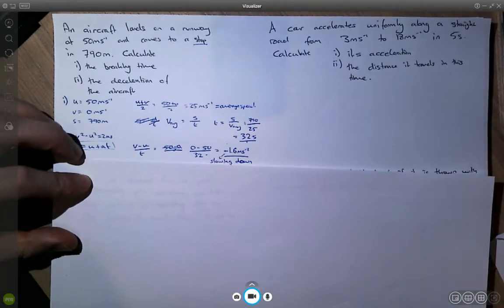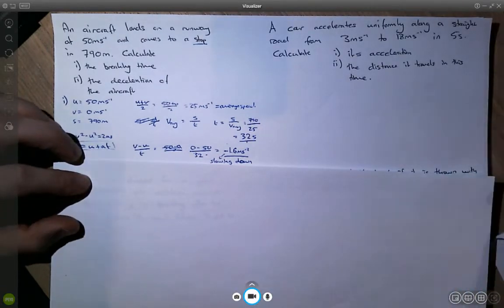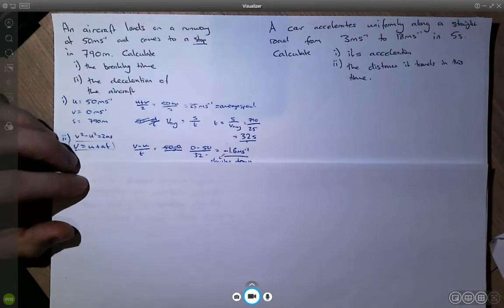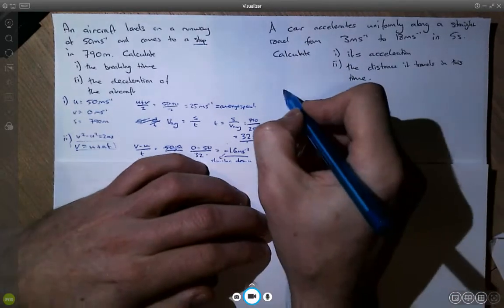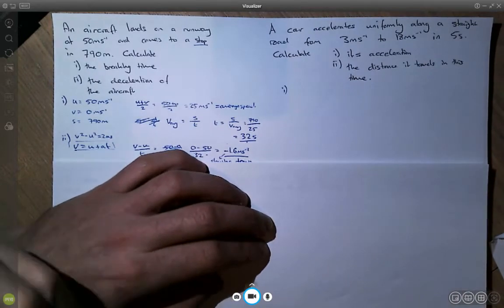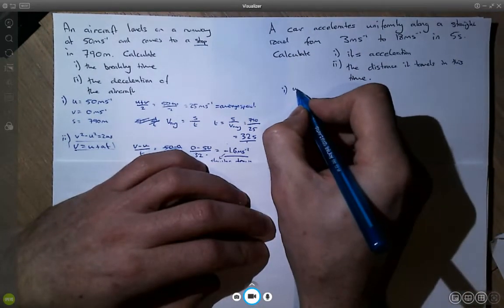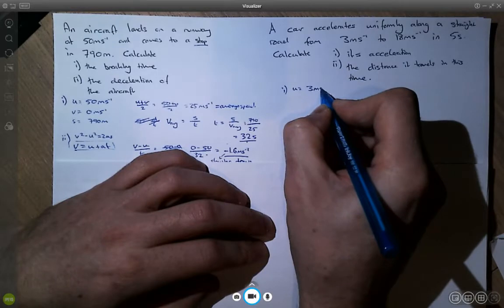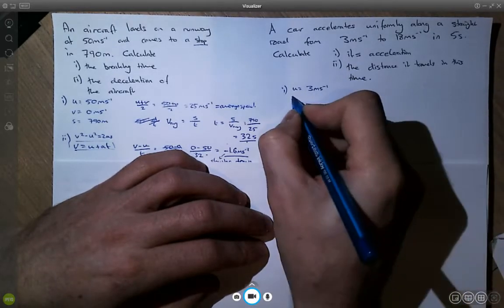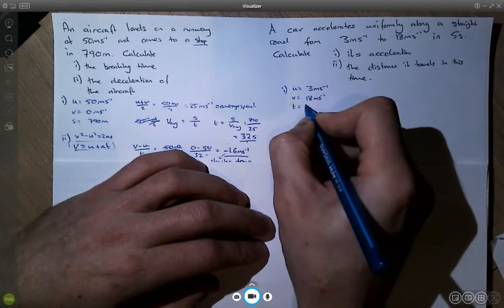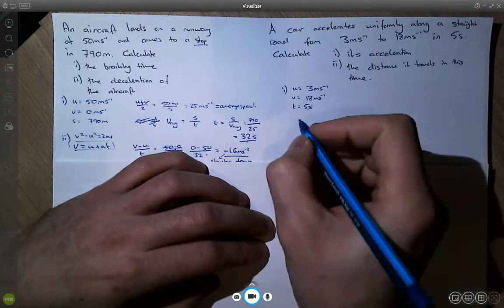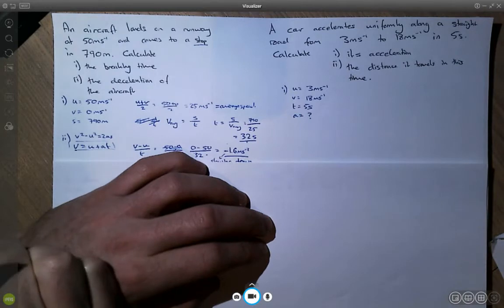Question 2. Pause the video now and try this question. Part I asks us to work out the acceleration. So let's again list our variables. So the initial velocity is 3 meters per second. The final velocity is 18 meters per second. And the time is 5 seconds. And we're being asked to work out the acceleration.